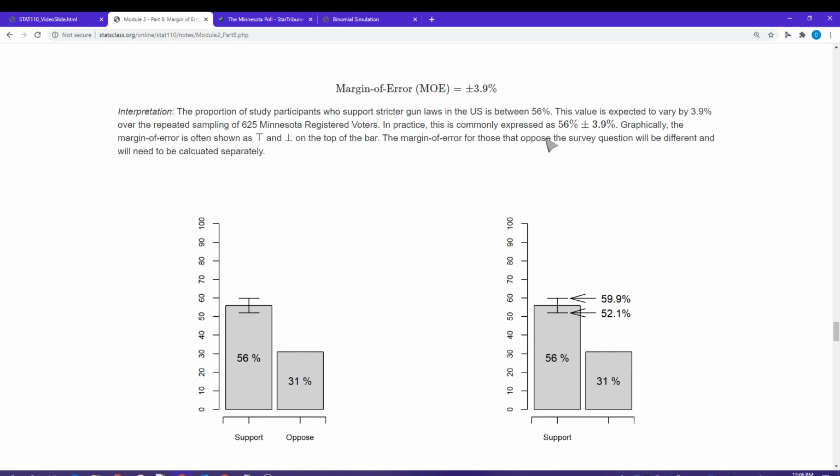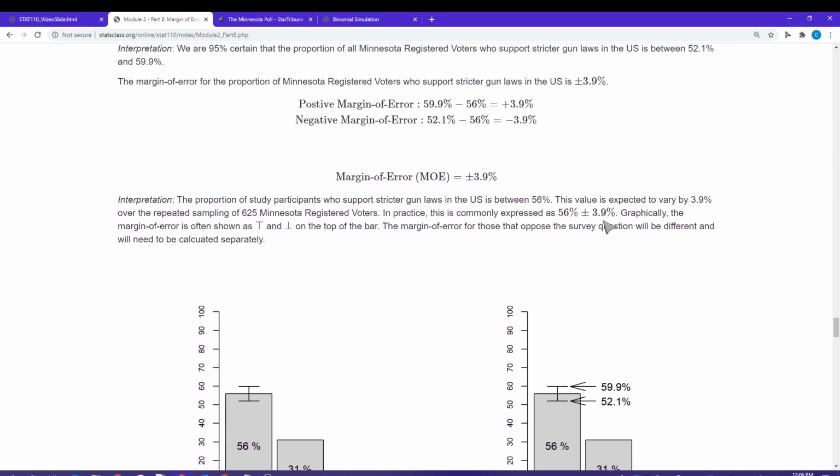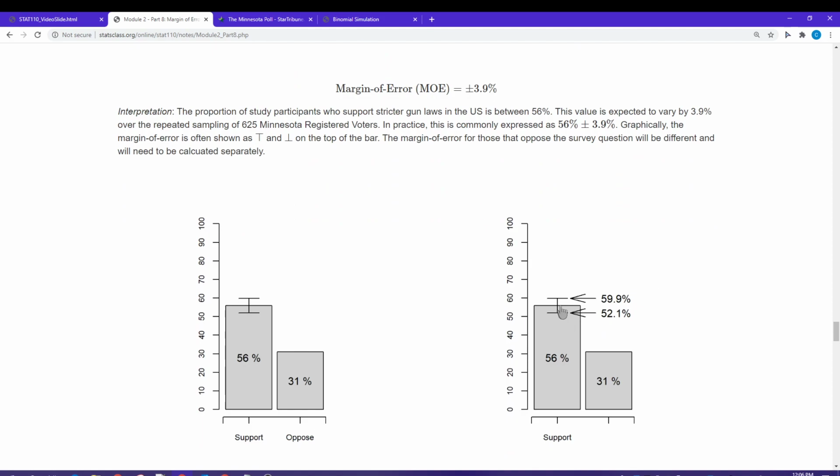In practice, we usually express that margin of error as something like 56% plus or minus 3.9%. Or sometimes on bar graphs, you'll see a little symbol like this here, which just represents the amount that that bar could increase. So how high could that bar go, or how low could that bar go? And that, again, is expressing the margin of error.